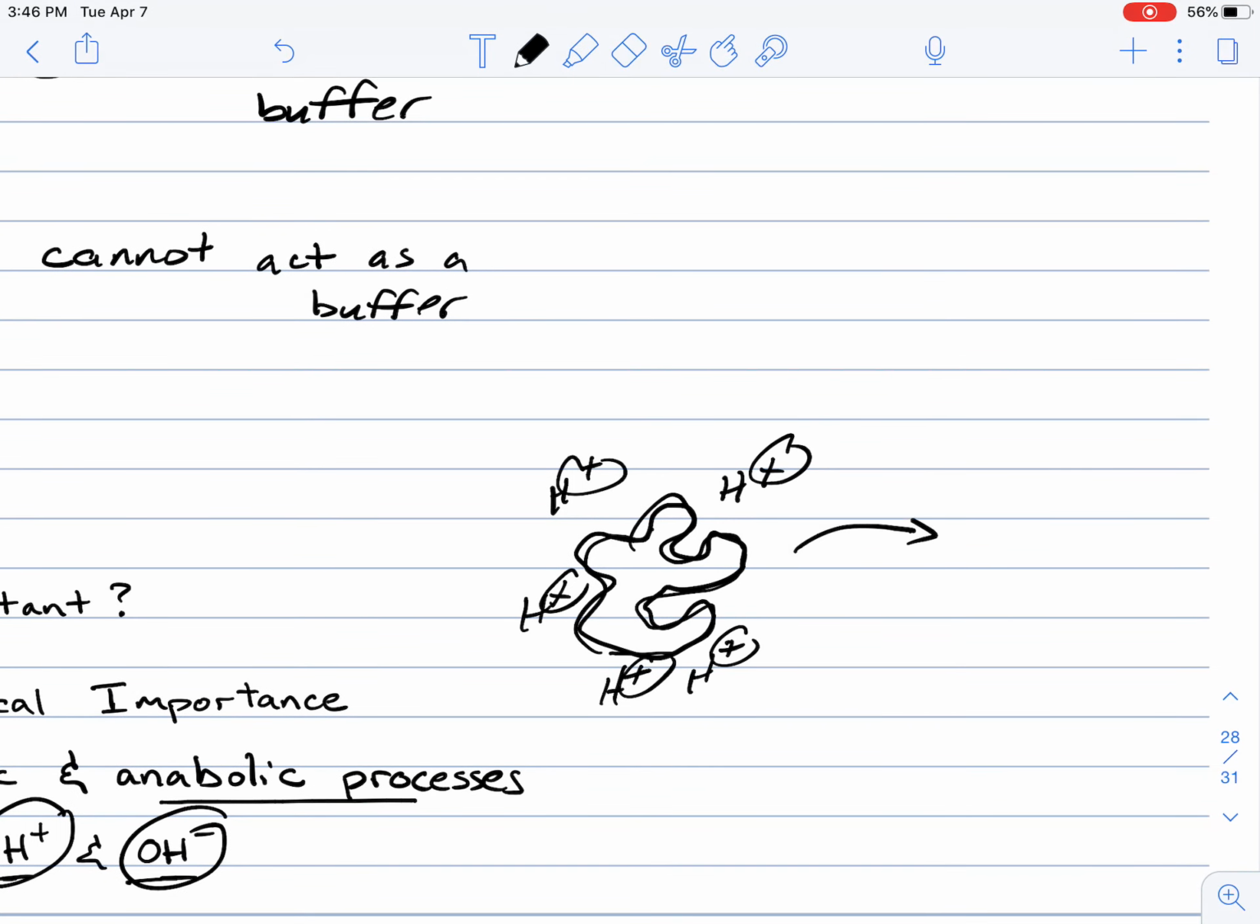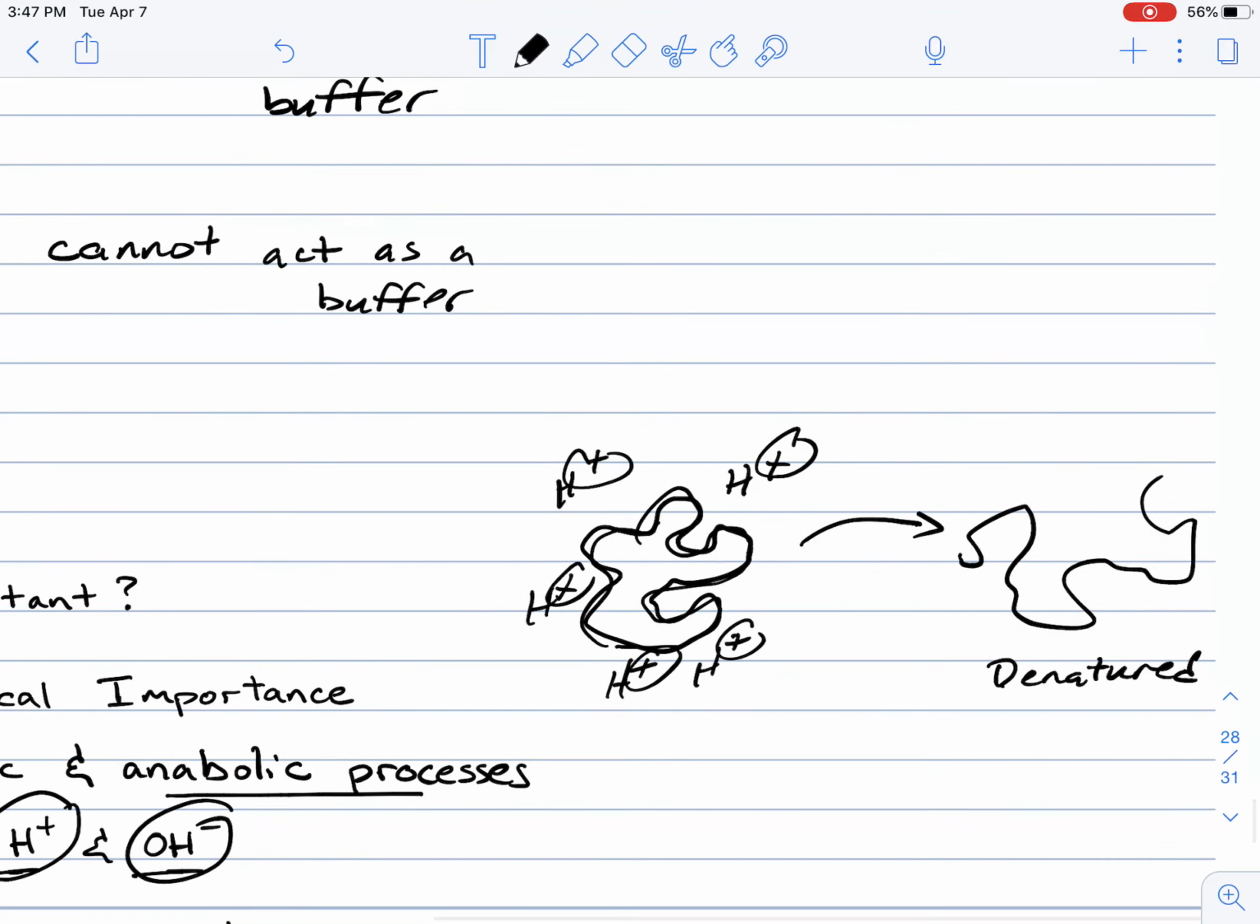And so, with the addition of hydrogen ions or hydroxide ions, your protein can denature or unfold. And if your protein is denatured, then it can no longer act as a catalyst in that biochemical process. And then there are going to be some negative downstream effects.